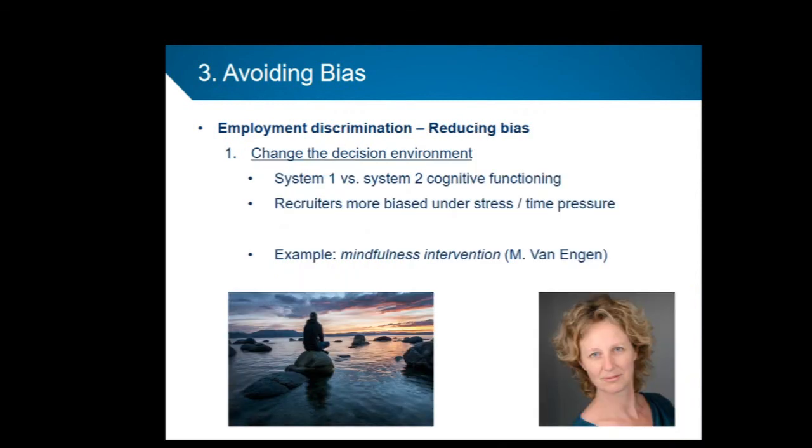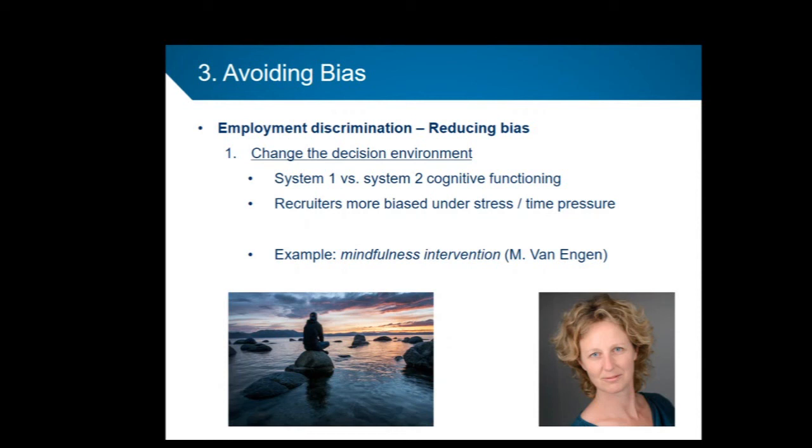Knowing the consequences of statistical discrimination, what can we do about it? Now, to avoid discrimination and its effects on organizations' profit, there are three things we can do. First thing we can do is change the decision environment. Second, we can monitor recruiters. And the third thing that we can do is adopt blind recruiting strategies. We will discuss each of them in the following slides.